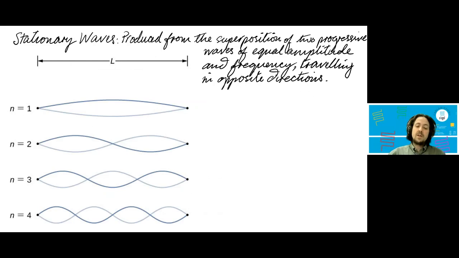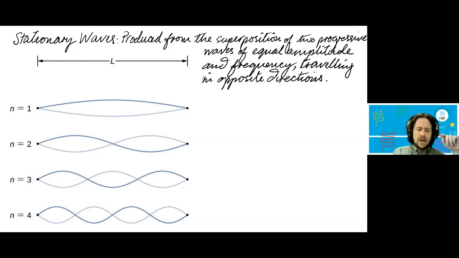So stationary waves are produced from the superposition of two progressive waves of equal amplitude and frequency traveling in opposite directions. You may well have seen a demonstration of this. If you get an oscillator to vibrate a string attached at both ends, then that string can be given a frequency such that it will produce a stationary wave.